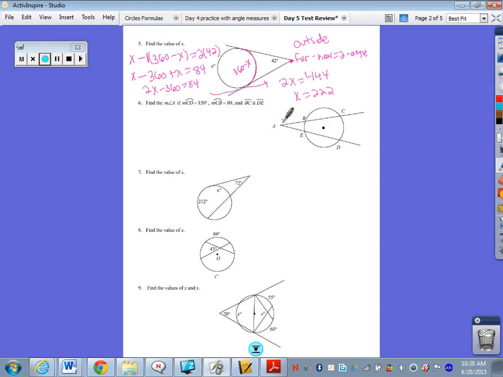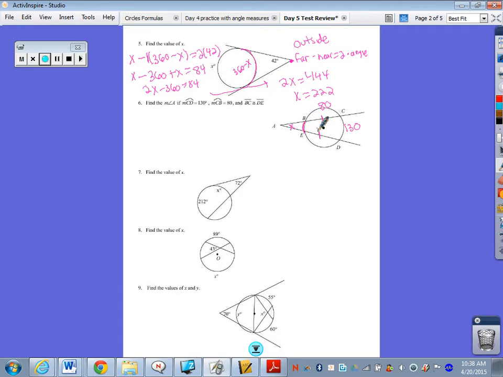Okay, number 6 says find the measure of angle A, so I'm going to call that x. The measure of CD is 130, and the measure of CB is 80, and BC and DE are equal. Okay, so we're going to use the same formula we used up here, but again, we don't know the near. So to get the near, we need to take 360 and subtract everything that's on the circle. But unlike in number 5 where there's only 2 arcs, this has 4 different arcs. We have to subtract all 3 from 360 to get the 4th.